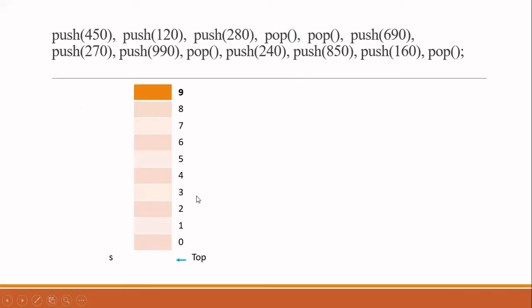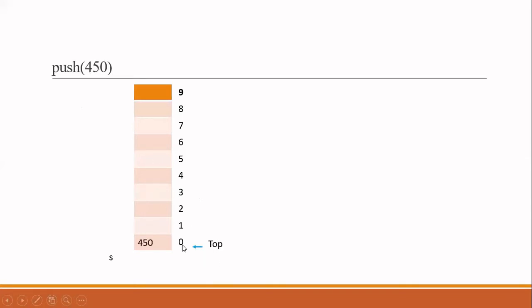So they have given that the size of the stack is 10. So I have considered from 0 to 9 as the index. Initially, my top is -1. It is here. Okay, now I am pushing 450. So what I will do, first I will increment top, then I will push 450. Okay, so in 0, I'll be storing 450.